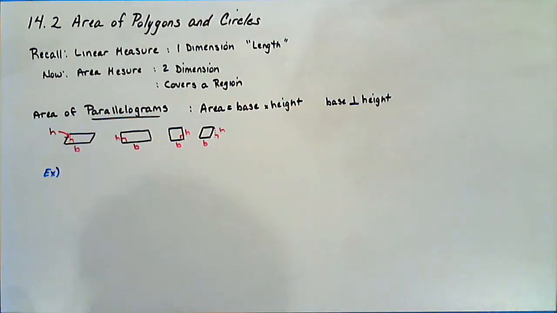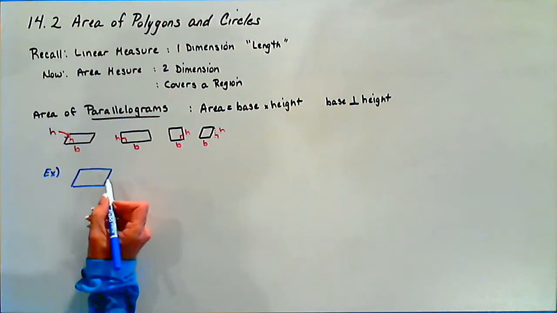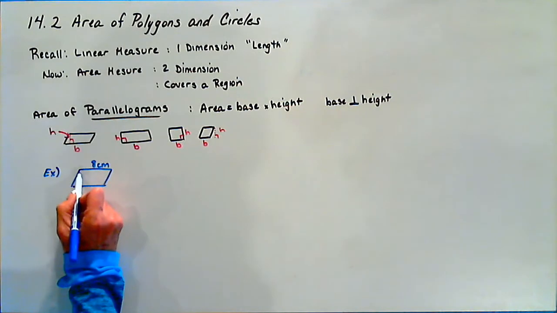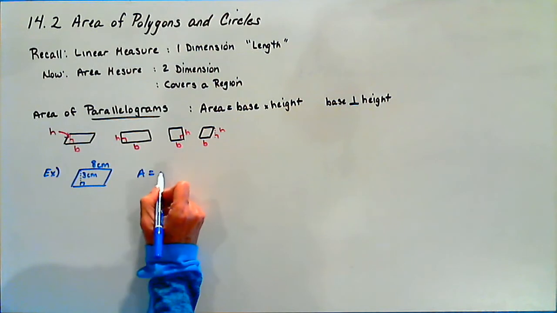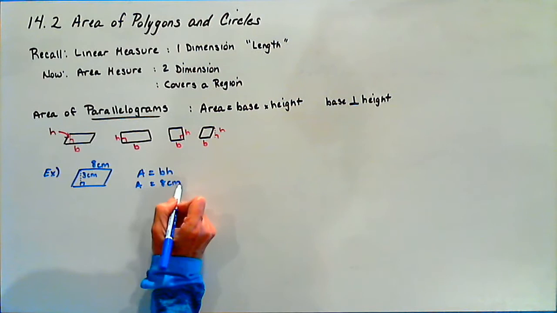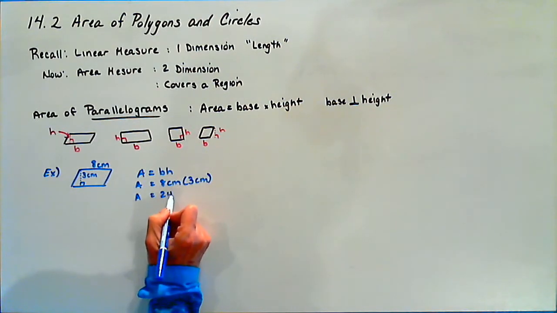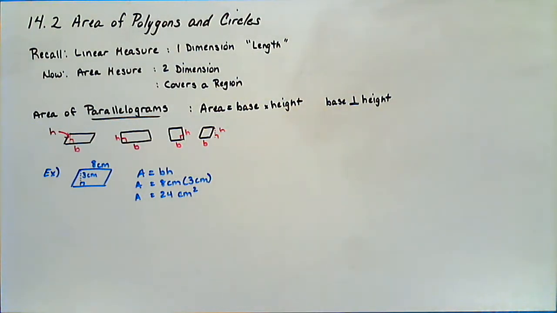All right, so let's say, for example, we give you a diagram and I tell you this parallelogram has one of these sides 8 centimeters, and it tells you the height on the inside. Make sure the units are the same. If they're not the same, you'll need to convert them. They always have to be the same unit. Area is base times height. So we have 8 centimeters times 3 centimeters, or 24 square centimeters, or centimeters squared. All right?